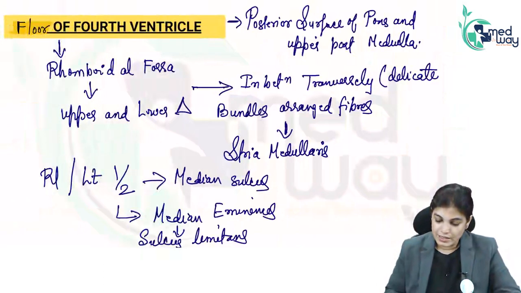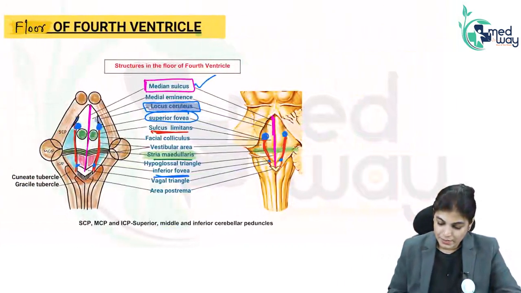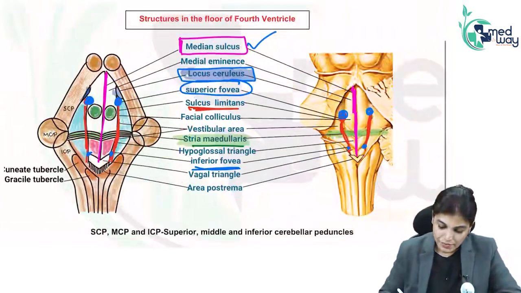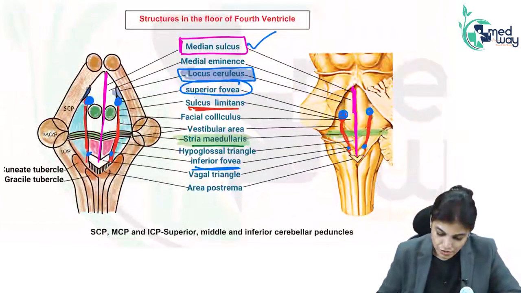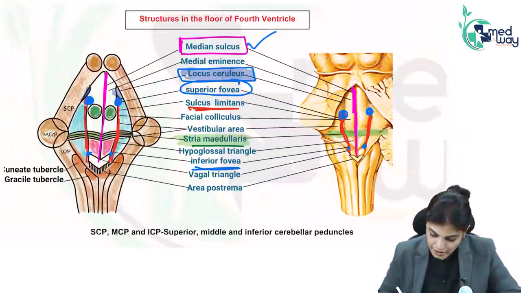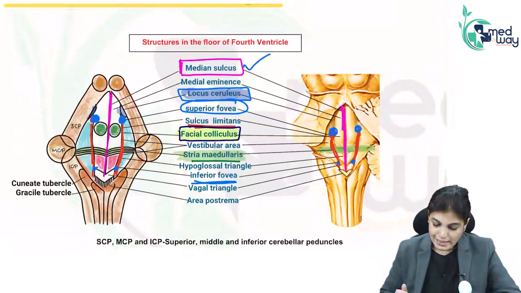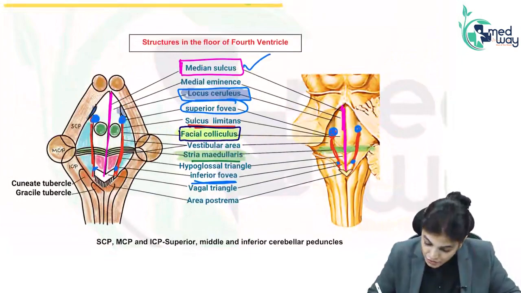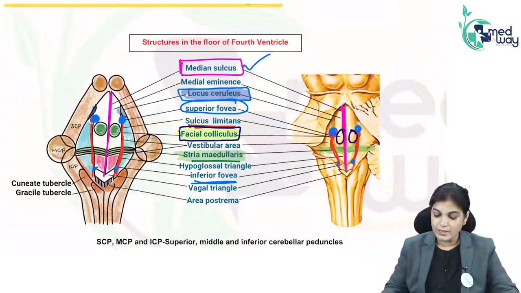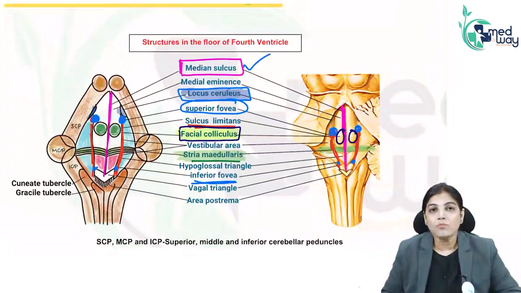So, please just see the image once more. I am just enlarging this image. See here, you can see the facial colliculus. I will use another color for the facial colliculus. This is the facial colliculus, which has been highlighted in green color, and you can see that the facial colliculus is a rounded elevation. It is formed by the winding of motor fibers of the facial nerve around the abducens nerve nucleus. This is called the internal genu of the facial nerve.